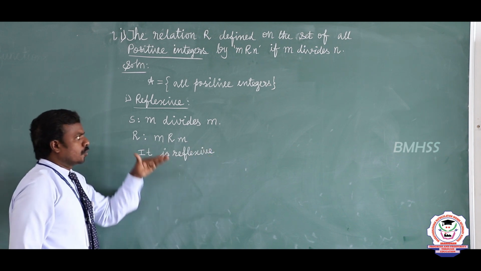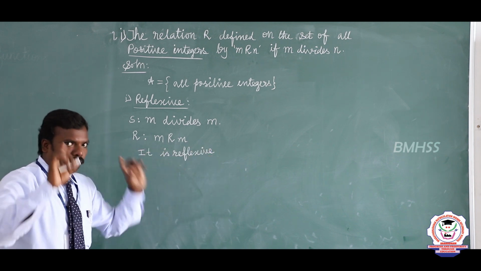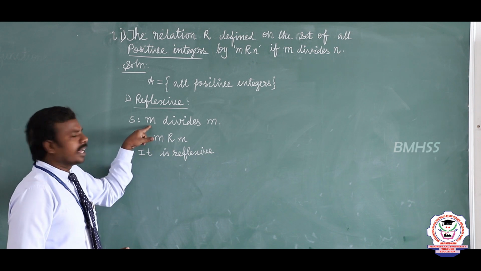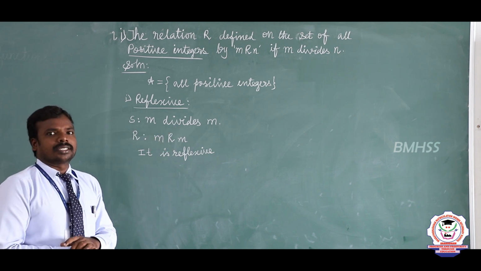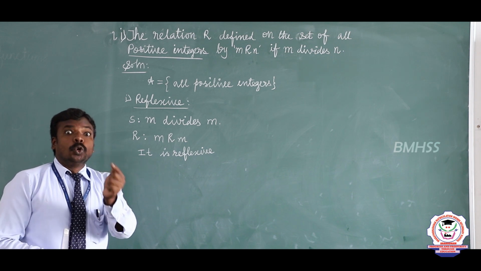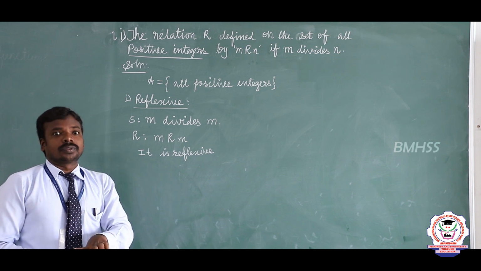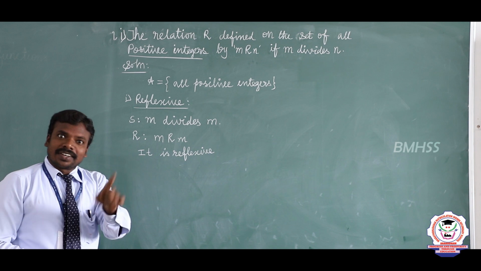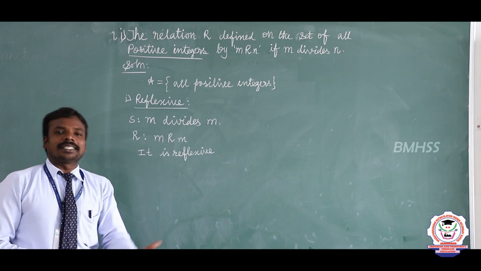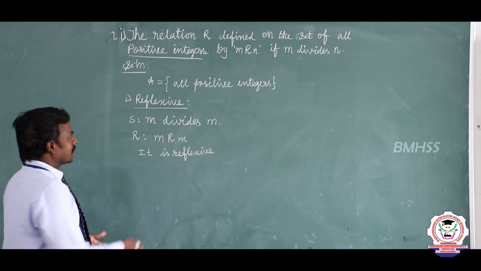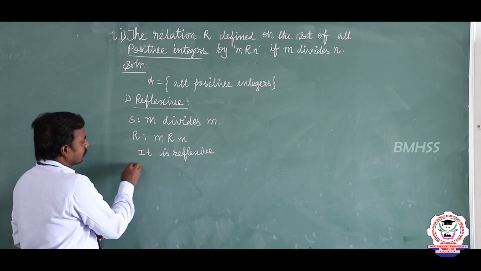To check reflexive, we need only one element. I have considered m. If you take any positive integers, suppose you consider 2, 2 is divided by 2. 3 is divided by 3. So all the positive integers are divisible by themselves. So next, reflexive is done.